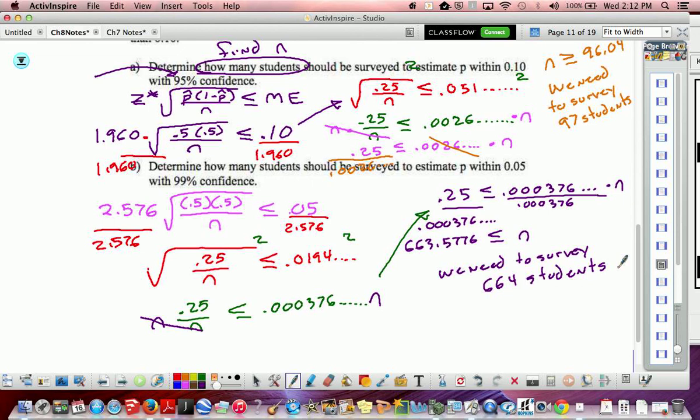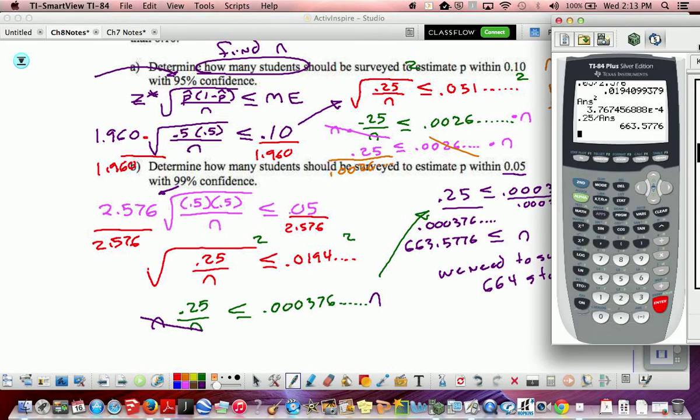Okay. So just to take you through the problem real quick. The first setup is here in pink. 2.576 is because it's a 99% confidence interval. That's the z-score. The p-hats are always 0.5. Our margin of error wants to be within 5%. So now, first thing I did was divide by 2.576. When I did, on my calculator, I got this 0.0194.